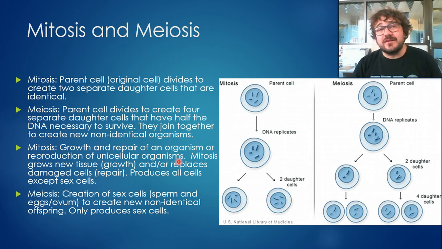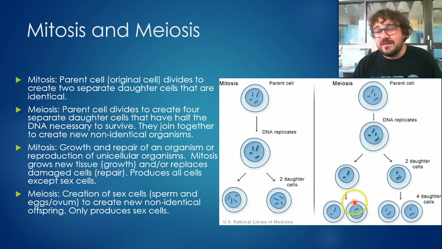Meiosis, on the other hand, is the creation of sex cells. In this case, sperm and eggs, or ovum. So sperm and eggs. By doing these, we create non-identical offspring. You are not the same as either your mother or your father. You are half of each, exactly half of each.